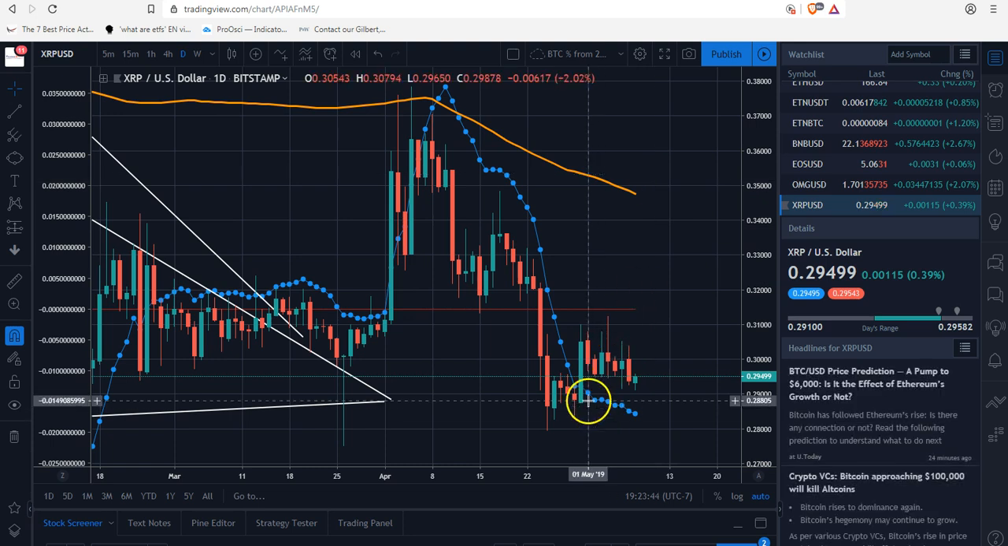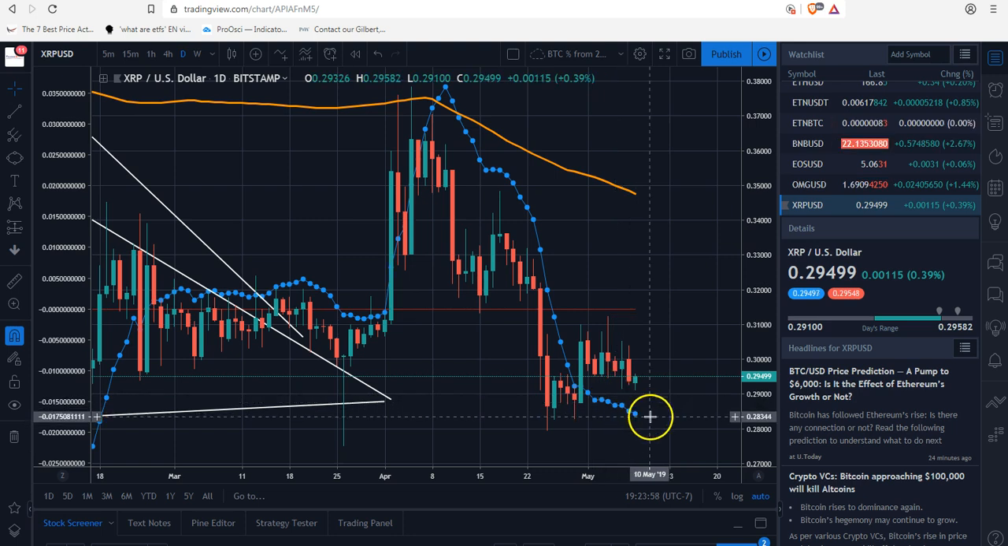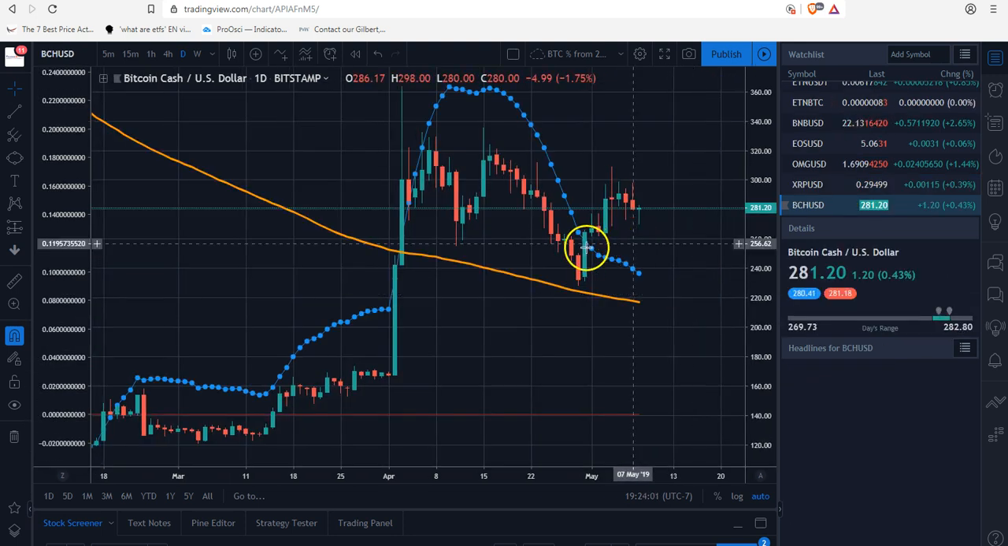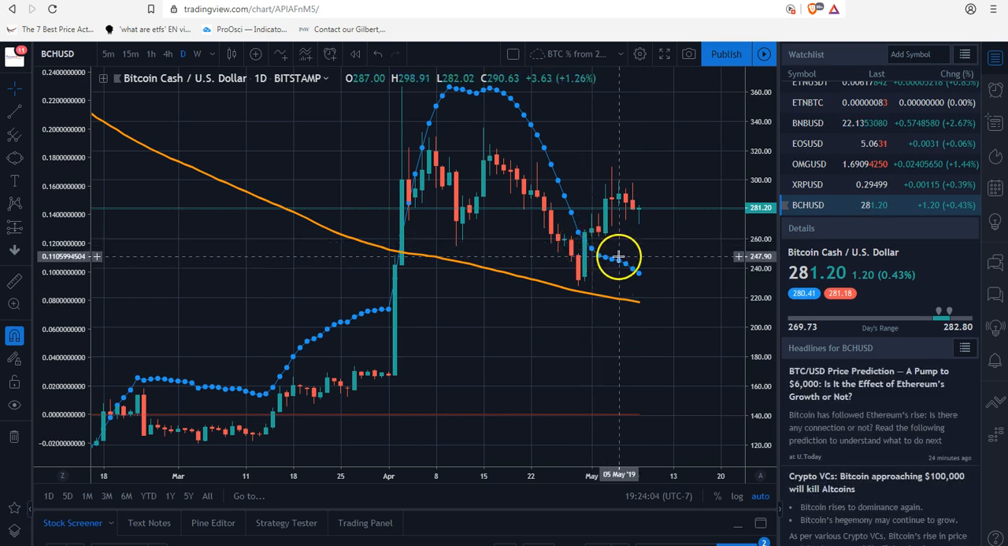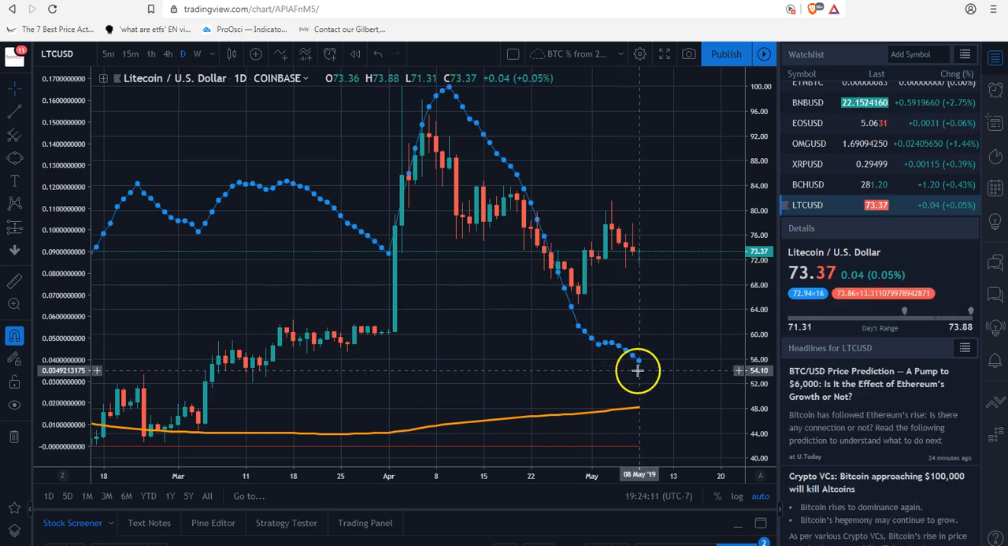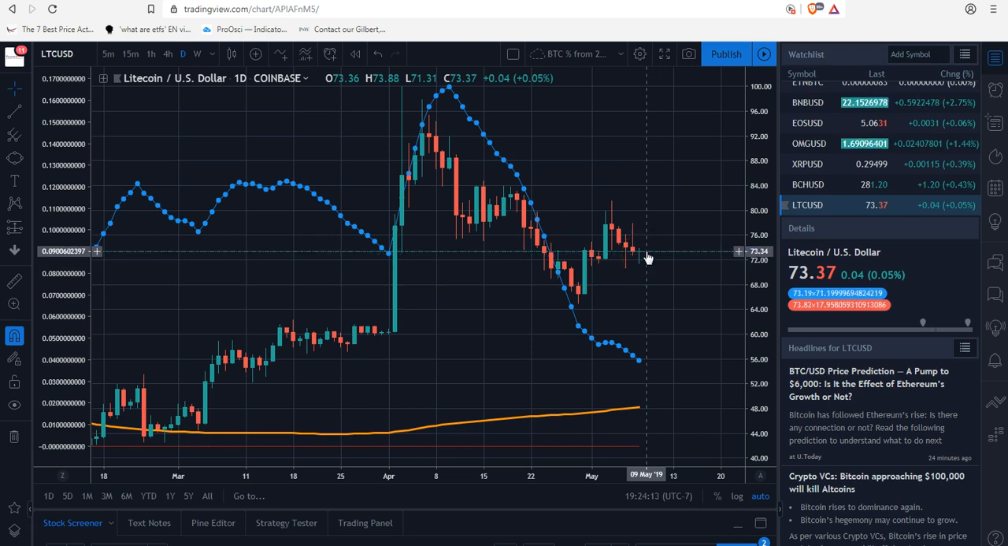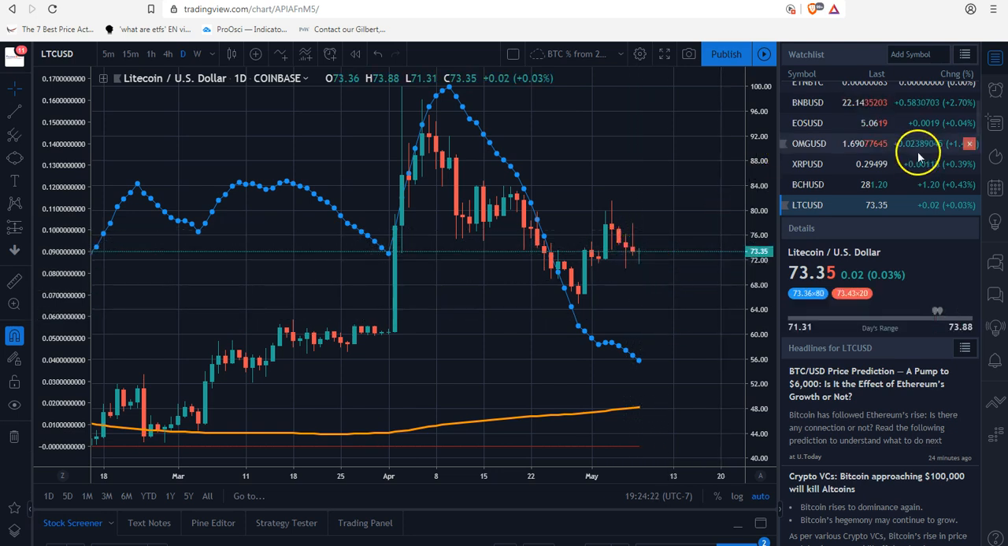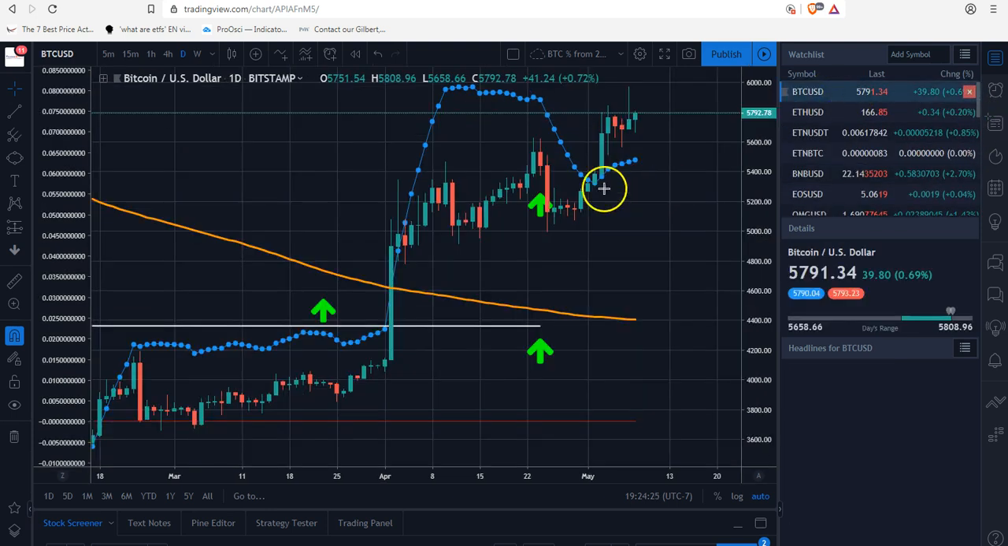XRP, same situation. Price bottomed, tried to make an up move, came back down. It's pretty much gone sideways since about April 24th, and yet the oscillator is continuing to the downside. BCH, same situation. Bitcoin Cash, oscillator is continuing to move to the downside. Litecoin, same situation. Oscillator is moving to the downside. So again, the oscillator is suggesting that we're going to start seeing price move down on these other altcoins. Again, comparing that to Bitcoin, you don't see that in this oscillator.